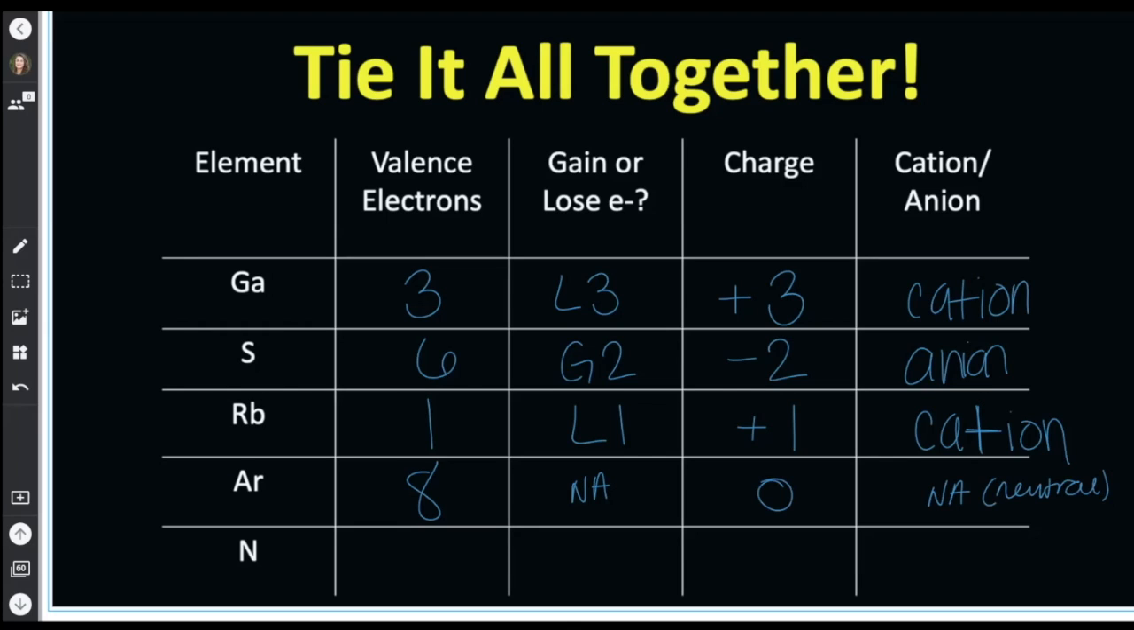And lastly, we had nitrogen. Group 15, so it has how many valence electrons? 5. Gain or lose? Gain. How many does it need to gain? 3. And therefore my charge is going to be -3. Yep, and good job. I have an anion.